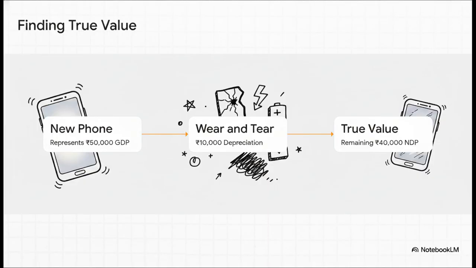You start with that shiny new phone, representing your 50,000 rupee GDP. Now, fast forward through 1 year of heavy everyday use. You know how it goes. You drop it a few times, the screen gets kind of scratched up, and the battery capacity definitely drops from all those recharges. Well, that physical wear and tear represents 10,000 rupees worth of depreciation. Because of that, the true remaining value of that phone is no longer 50,000. Actually, scratch that, it's only 40,000 now. And that 40,000 is your net domestic product. It's the true, realistic net value that's actually left over after accounting for a year's worth of wear and tear.